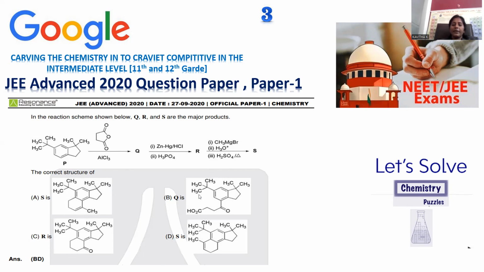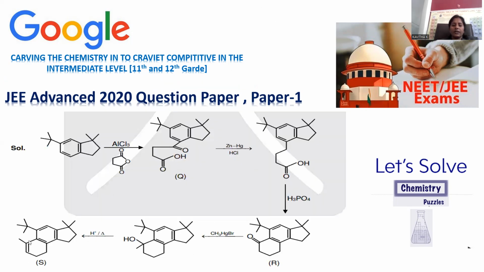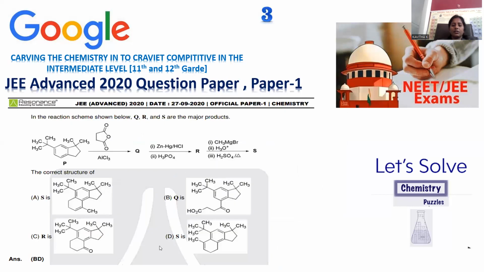D is correct. B is correct. D is also correct, you can clearly see here. So this Q is correct, and S is also correct, which are available in options B and D. So for question number 3, options B and D are the correct answers. There are multiple answers, so we need to make the correct choices over here.